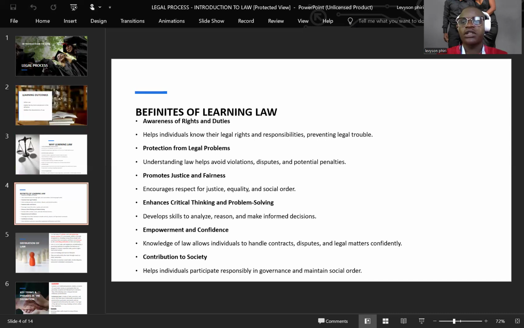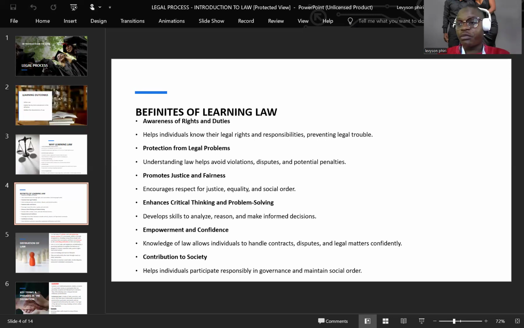Okay, so number one, awareness of rights and duties. We have already mentioned this. It helps individuals know their legal rights and responsibilities, preventing legal trouble. Number two, protection from legal problems.